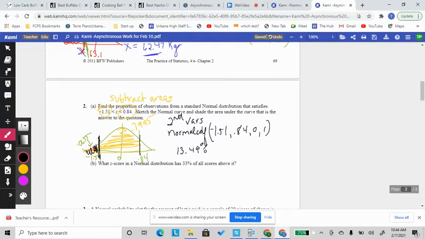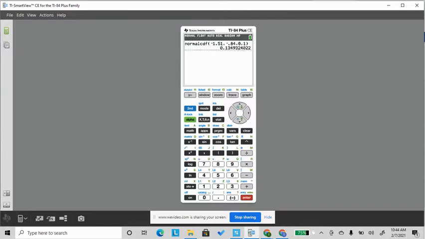That's not right. I did something wrong. Did I type something wrong? Oh, it's positive 0.84. I knew I did something wrong. Sorry. Let me redo. Second vars. I put a negative in there. Negative 1.51 to positive 0.84. Nobody's perfect. Okay, but I did catch my mistake. Negative 1.51 to 0.84. And then there you go. Sorry about that.